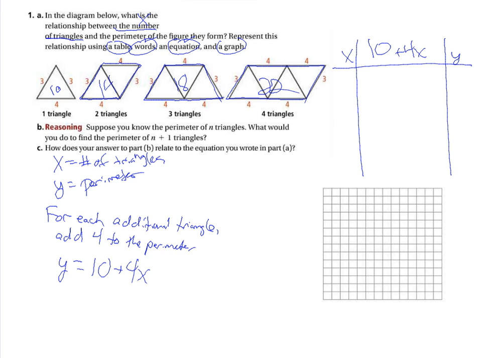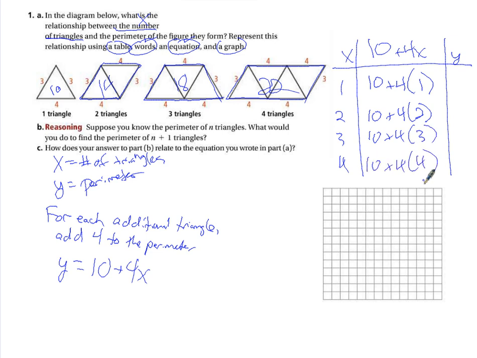So we have 1 triangle, 2 triangles, 3 triangles, and 4 triangles. So I'm going to write 1, 2, 3, 4, because the x represents the number of triangles. Then I'm going to substitute in. On each one of these lines, I'm going to substitute in. So I write 10 plus 4, substitute in the 1 for x. Then 10 plus 4, substitute in the 2 for x. Then 10 plus 4, substitute in the 3. And then 10 plus 4, substitute the 4. Okay? I did all those at once so that you could see how that work shown is supposed to look.